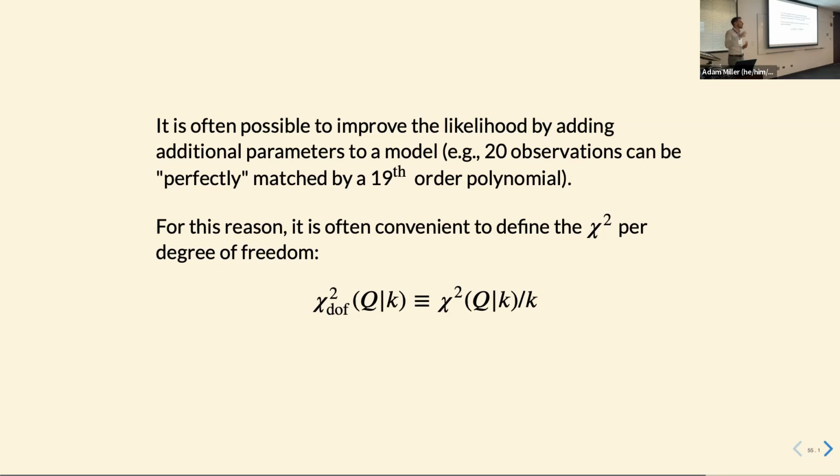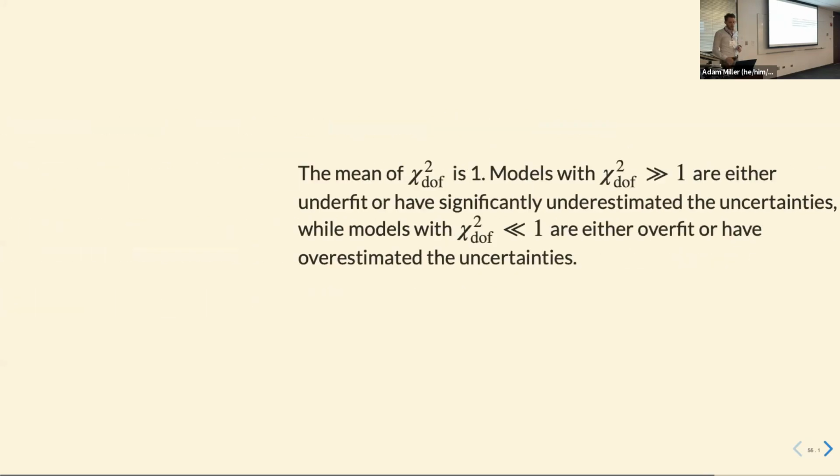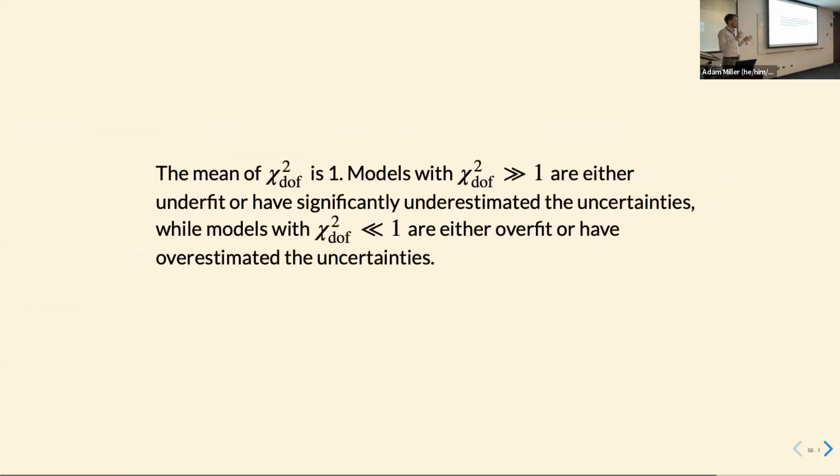If you have 20 observations and a 19th degree polynomial, that 19th degree polynomial will literally go through all of your observations. Your residuals will be 0. And so for this reason, it's often convenient to define the chi-squared per degree of freedom, which is just your chi-squared value divided by the degrees of freedom. Typically, this chi-squared distribution has a mean that is equal to 1. So your chi-squared per degree of freedom has a mean that's equal to 1.